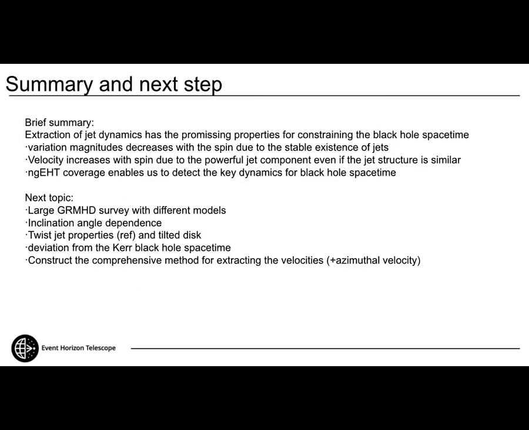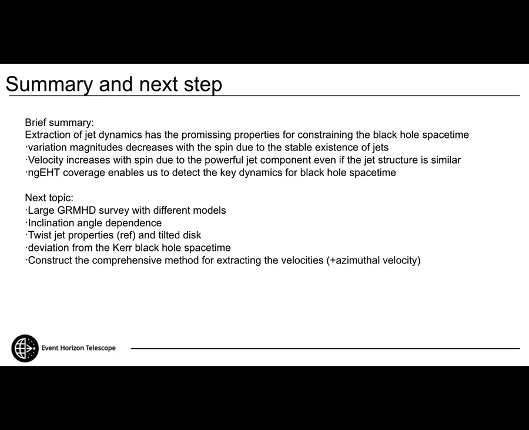So this is a summary. By using the 5 typical GRMHD models whose continuum spectrum is consistent with the M87 case, we can distinguish the 5 GRMHD models by especially focusing on the dynamics of the jet components.